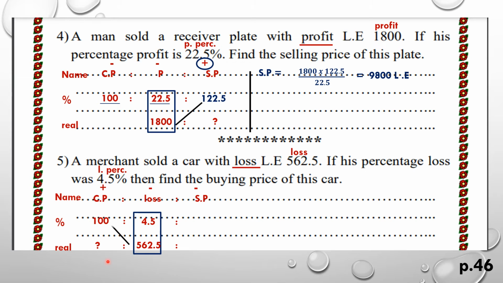Here is our completed column, and here we have our completed cross. We can find the cost price directly. Cost price equals 562.5 times 100 over 4.5 equals 12,500 LE.